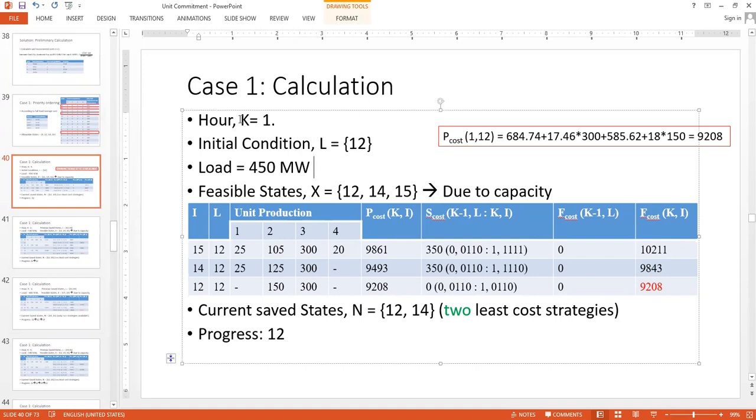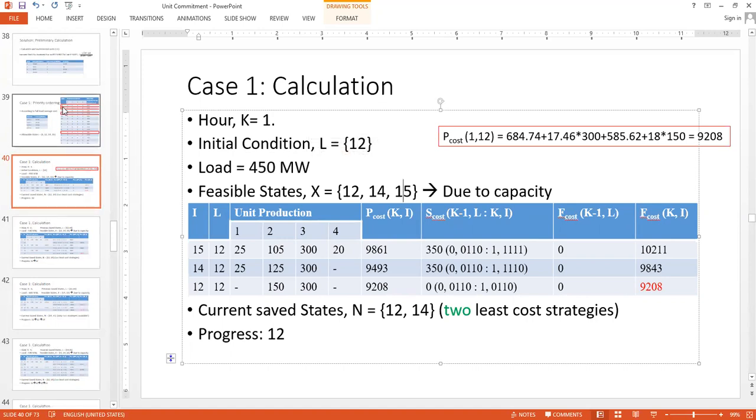So our first hour, the first interval, K equals 1. The initial status L is 12, 0, 1, 1, 0. That means unit 2 and unit 3 are on, unit 1 and unit 4 are off. The load is taken from the hourly load profile, that is 450 megawatts. The feasible states are 12, 14, and 15.